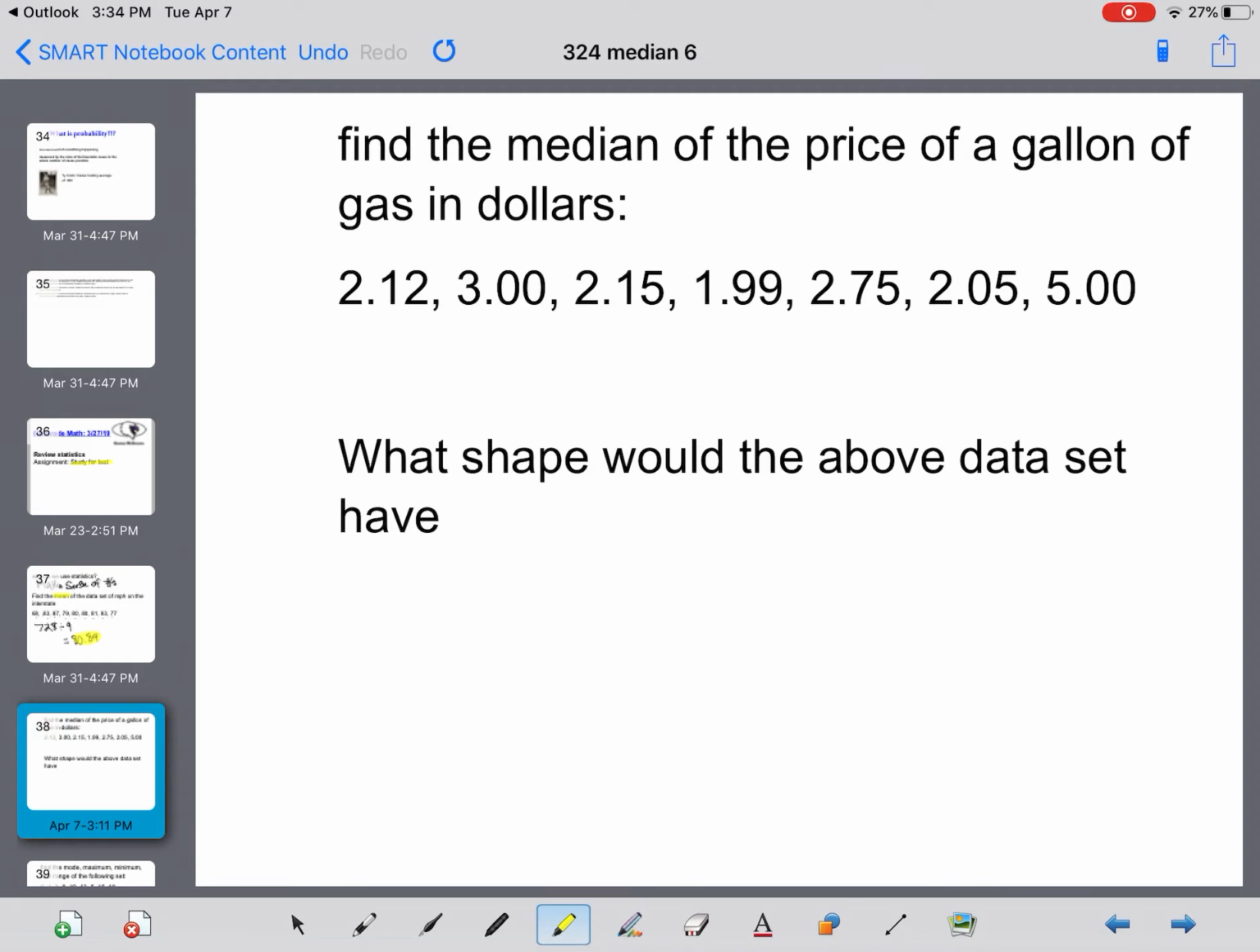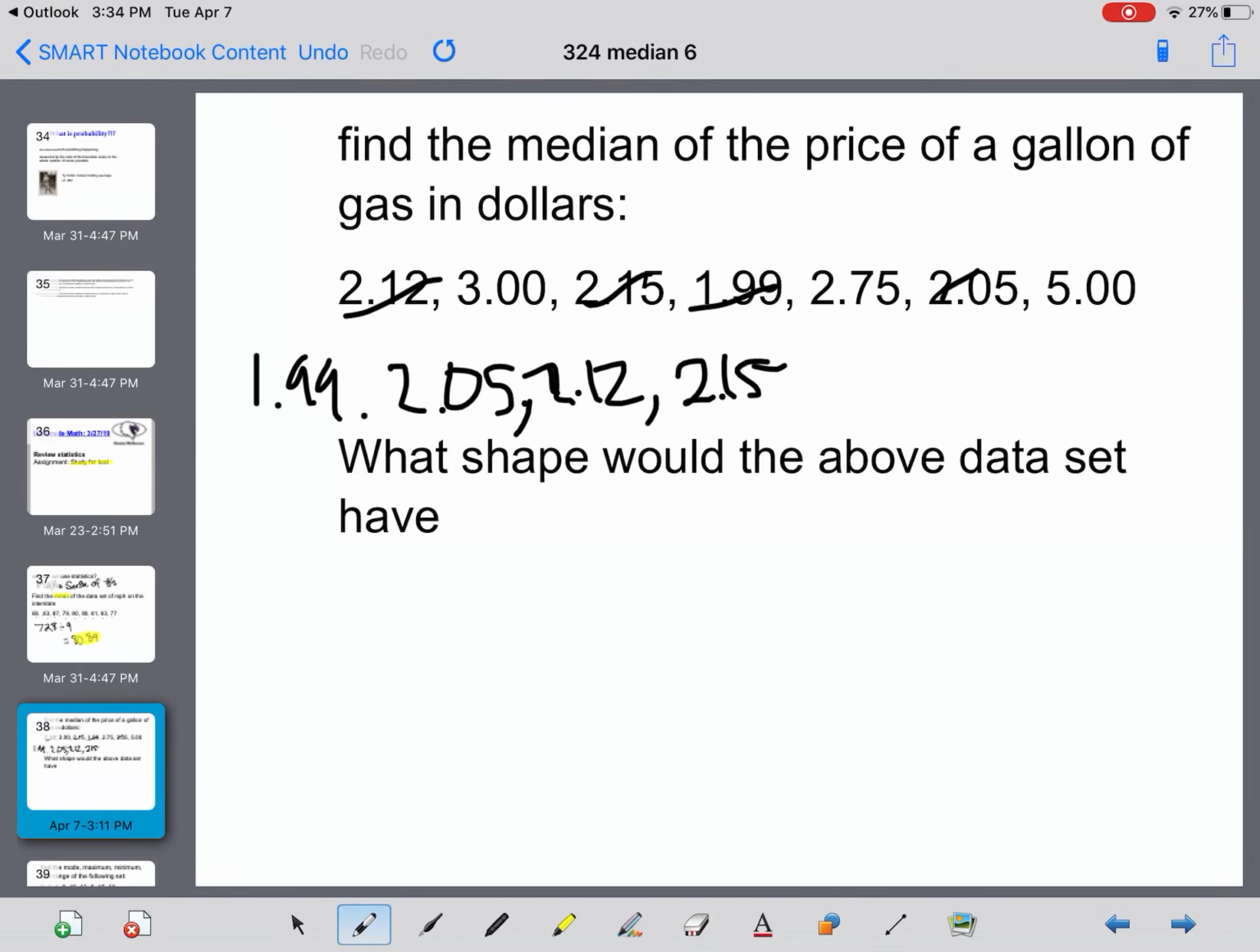So now we're trying to find the median of the prices of a gallon of gas. When we do the median, we need to put the numbers in order and find the middle number. So we're going to do 1.99, cross it out. The next lowest I see is 2.05. Cross that out. I see a 2.12, and a 2.15, a 2.75, a 3, and a 5.